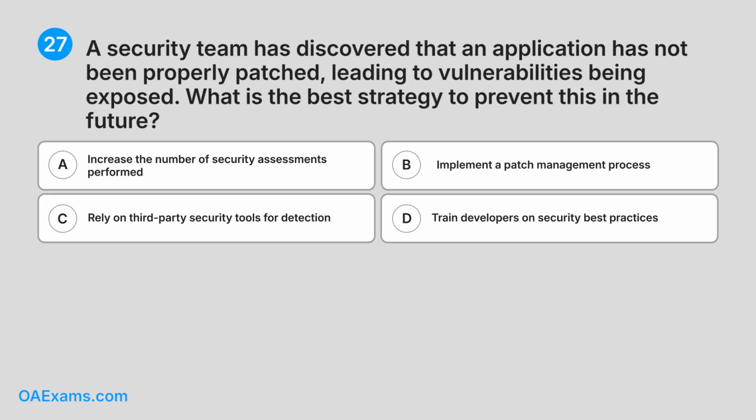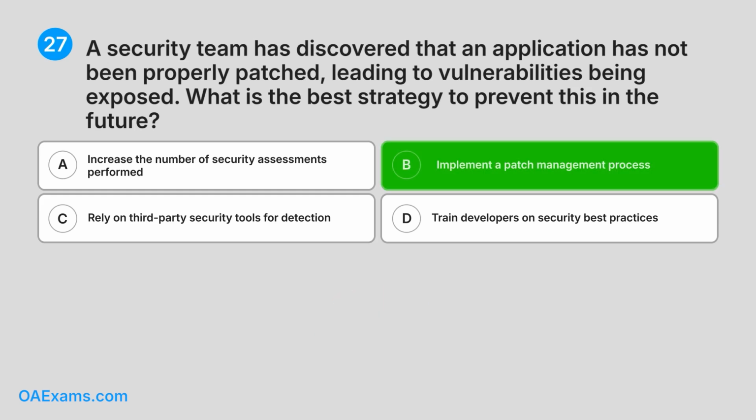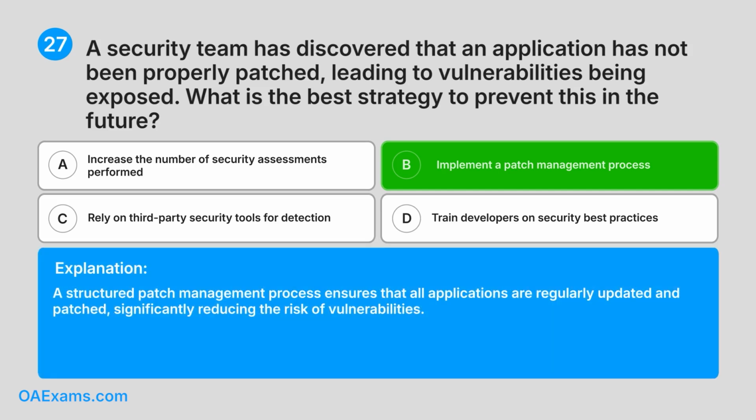Correct answer. B. Implement a patch management process. Explanation. A structured patch management process ensures that all applications are regularly updated and patched, significantly reducing the risk of vulnerabilities.